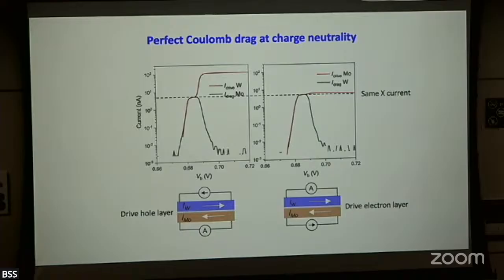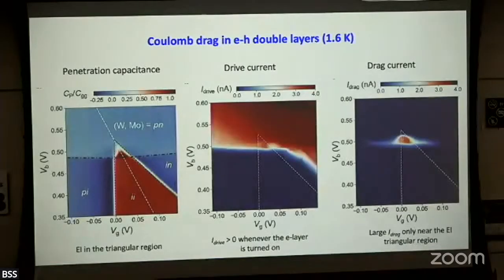Why was there disagreement between the transport and the capacitance measurements when you go to the left or to the right of the triangle? Oh, okay. So if you're outside the triangle, you're talking about here, right? What's going on? There is no drag, or very small drag, except somewhere here. And I will talk about those a little bit later.